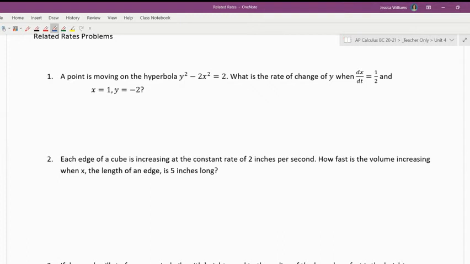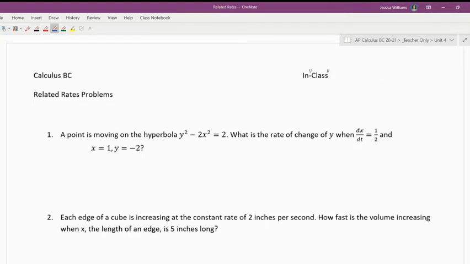So here we go. We are talking related rates today. Rates are derivatives, and they're going to be related to each other, is essentially what's happening. So what's going on? Let's read number one. A point is moving on the hyperbola. Don't panic. You don't have to graph it or know anything about it. What is the rate of change of y when dx/dt is a half and x equals 1, y equals negative 2?